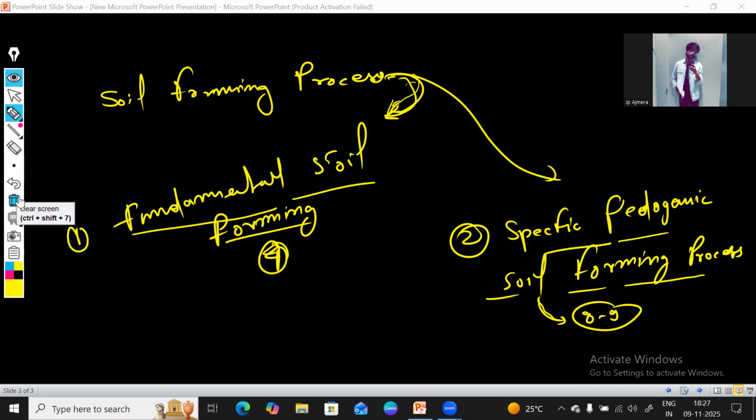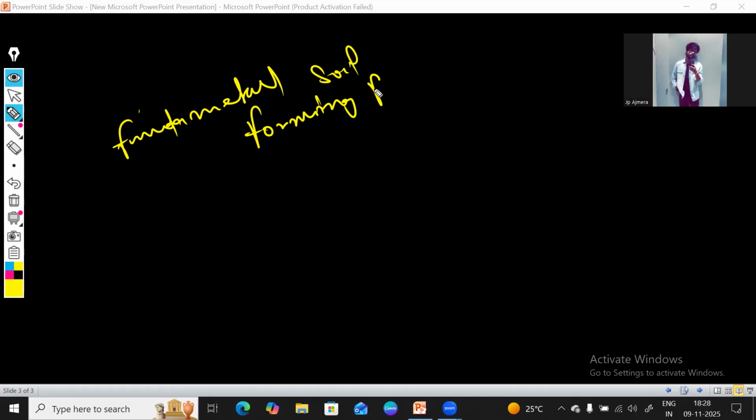What are these things? Okay, let's take one by one. So we are going to discuss the first one, that is the fundamental soil forming process. Again, I'm telling you, these are four in number. Which one is the first? The first one is humification.